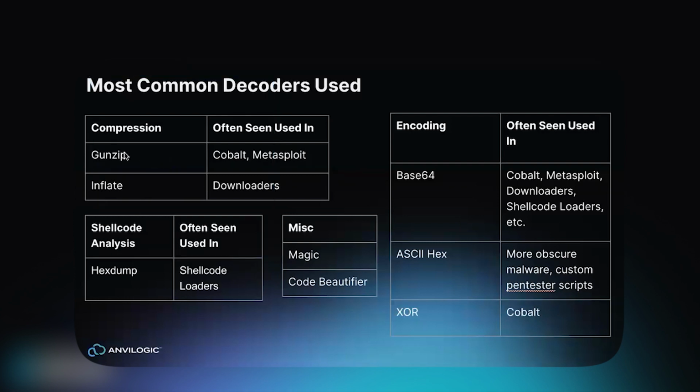So Cobalt and Metasploit use gunzip to decompress and compress shellcode. We'll get to that later. I'll show you an example of that.